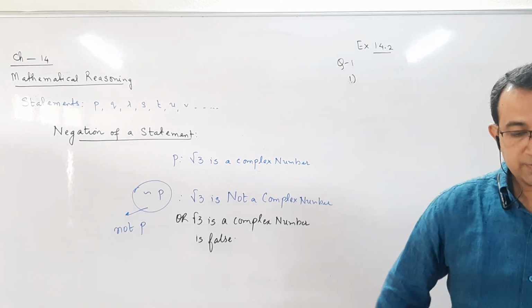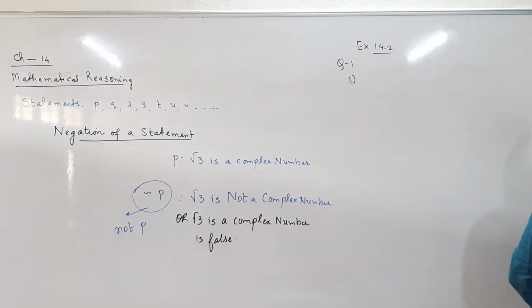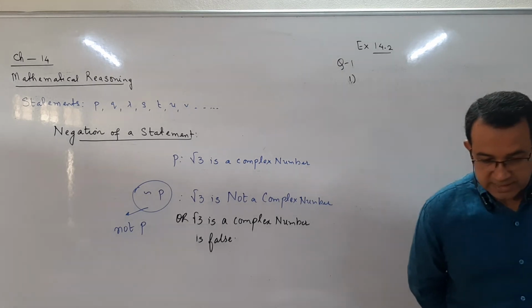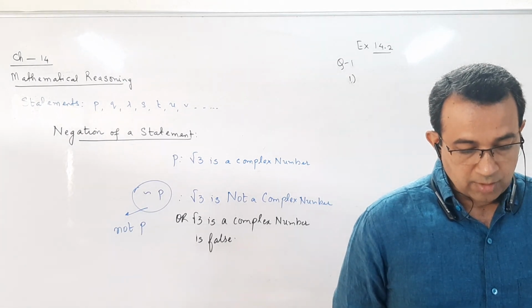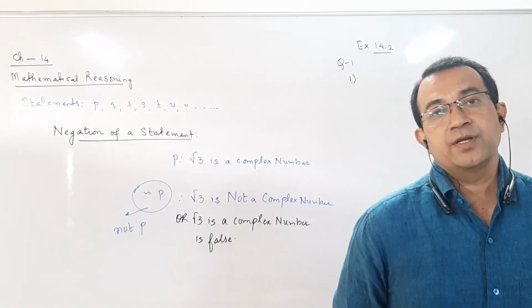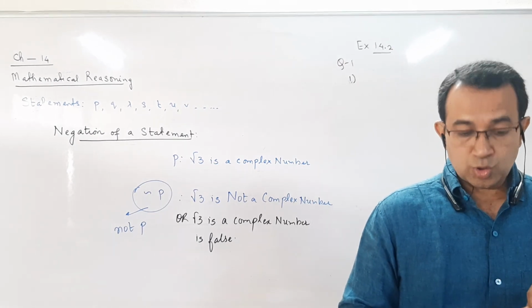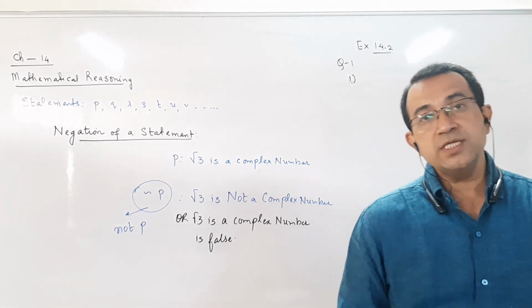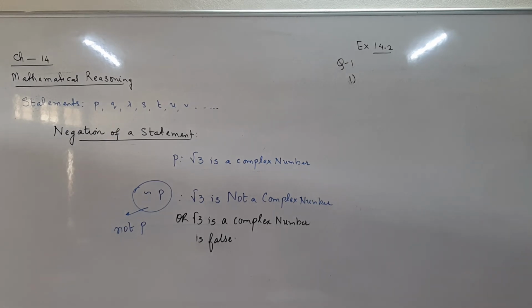What is the given statement, students? Chennai is the capital of Tamil Nadu. What will be the negation? Chennai is not the capital of Tamil Nadu. Second statement, root 2 is not a complex number. Check, the statement itself has a not. Root 2 is not a complex number. So the negation will be root 2 is a complex number.